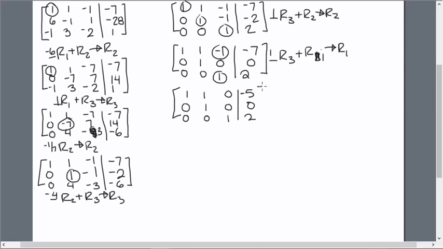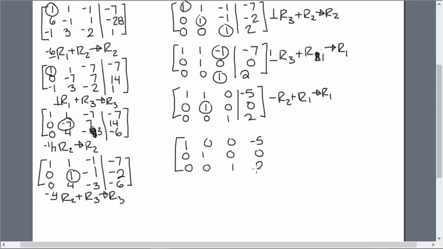And then the last thing is I have to use him to knock out this last 0. Now if I take the negative version of row 2 and add it to row 1, this is going to do that for me. So I'm going to get 1, 0, 0, negative 5, 0, 1, 0, 0, and 0, 0, 1, 2. So there it is, all the way in reduced row echelon form. 1's on the diagonals, 0's below it, 0's above it. And my answer is given to me straight by this last column. It is negative 5, 0, 2.